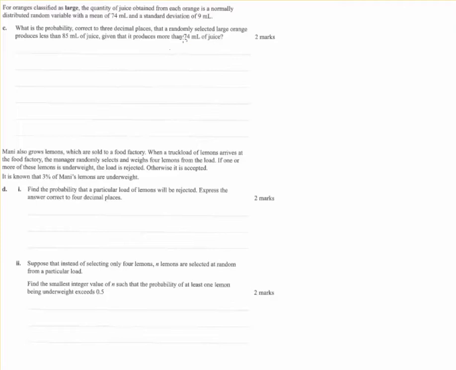Hello, this is question 3, part C and D, the extended response, and we are now interested in these large oranges, which produce an amount of juice that's normally distributed with a mean of 74 mils and a standard deviation of 9 mils. So we're looking for the probability that a randomly selected large orange produces less than 85 mils, given that it produces more than 74 mils.